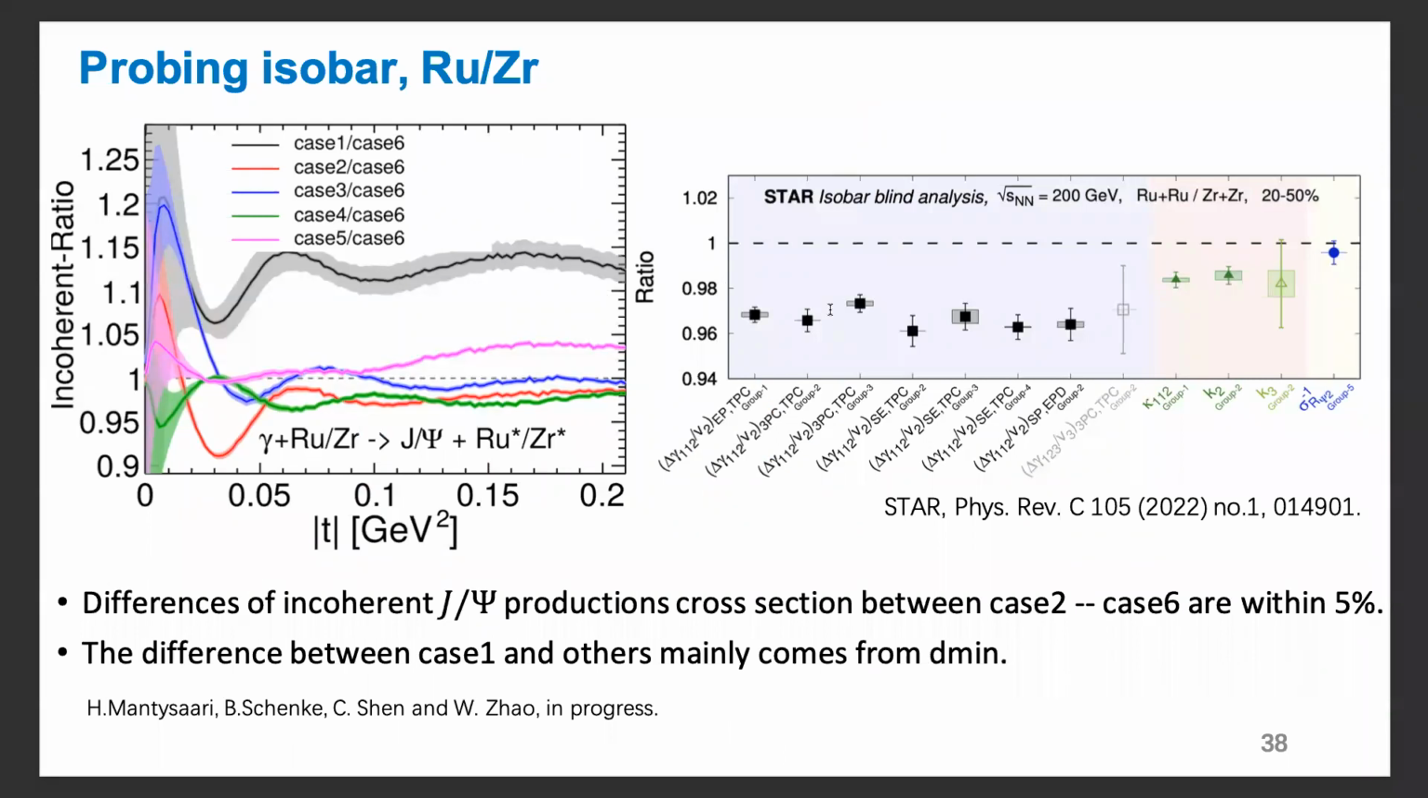For example, from case 1 to case 6, there is only a 5% difference. This difference is also close to the other STAR measurement, which is around a 4% difference. But if you look at the black line, the case 1 and case 6 difference is more than 10%. And we found that this difference mainly comes from the d minimum, which in other words, the 0 d minimum has larger density fluctuations, so it will enhance the incoherent cross sections. So in the future, we can measure the incoherent cross section ratio to help us constrain the d minimum between nuclei.